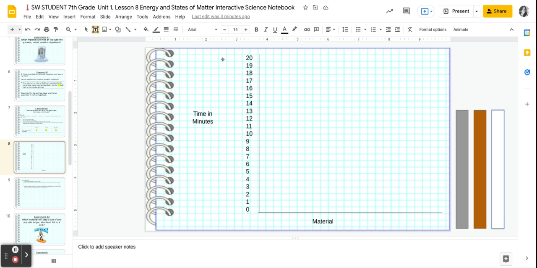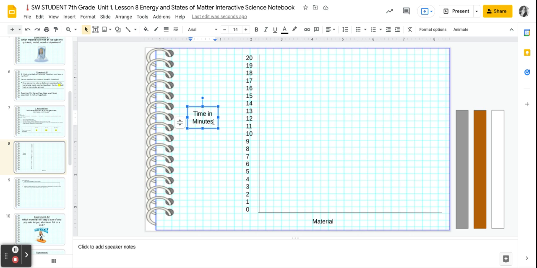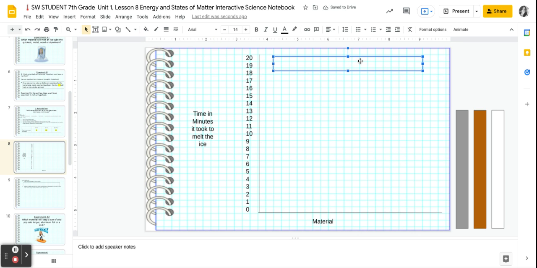So we'll click on the text box and add your title. Remember, it's X versus Y. So our Y-axis is really time in minutes it took to melt the ice. But for your title, you really just need to say material versus time. It doesn't need to be the entire title of the Y-axis.